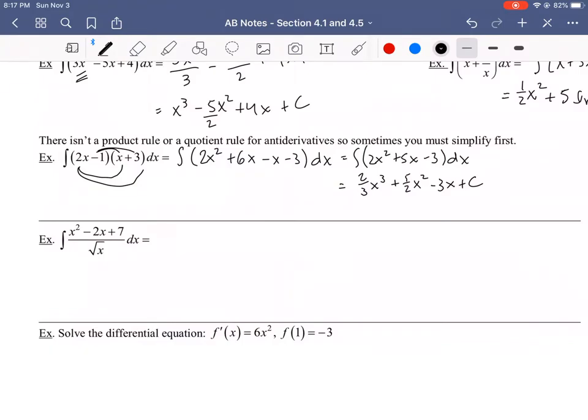Okay, on the next problem, we're going to have to split through the numerator in order to be able to apply our antiderivative rule. So this is going to become the integral of x squared over x to the 1/2 minus 2x over x to the 1/2 plus 7 over x to the 1/2 dx.